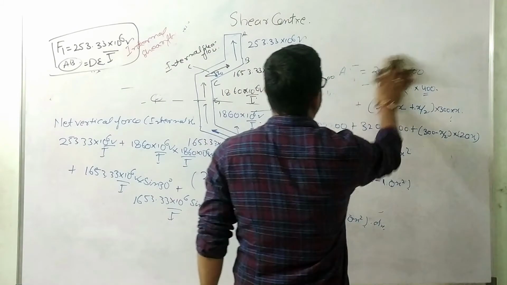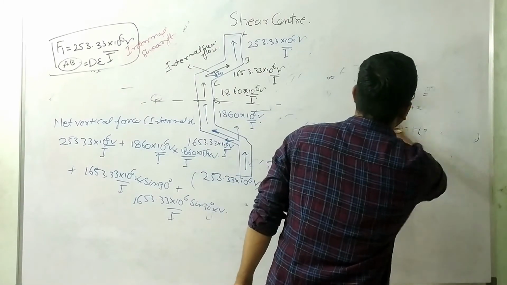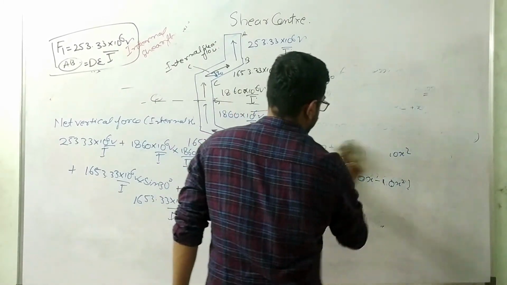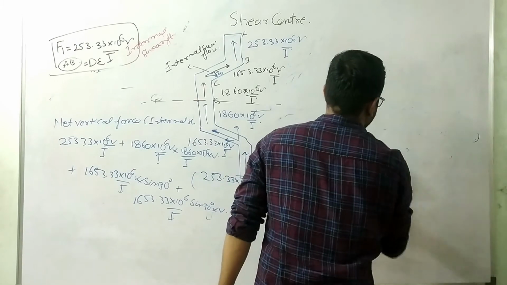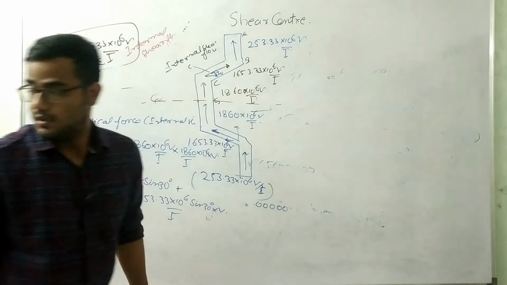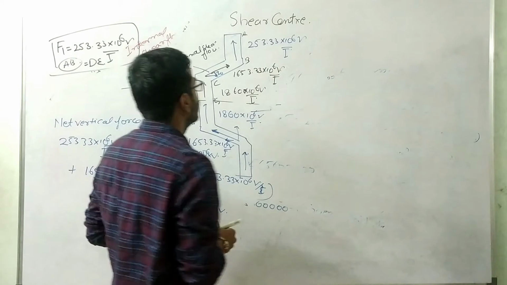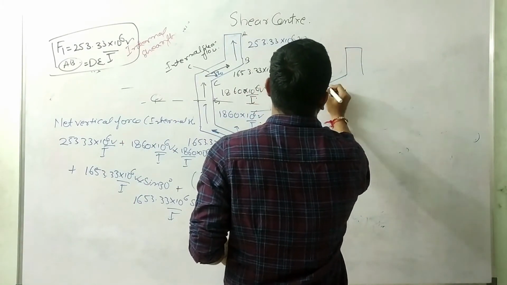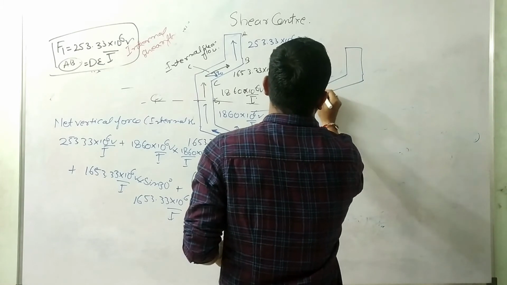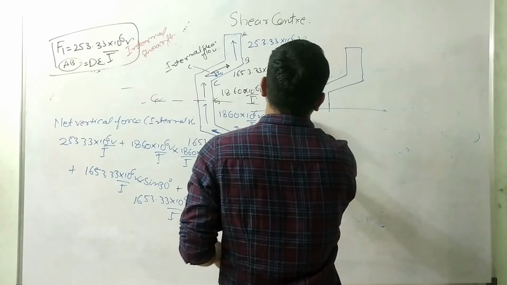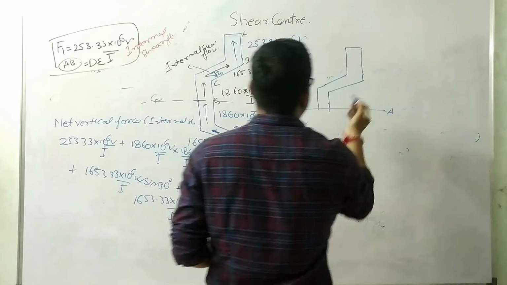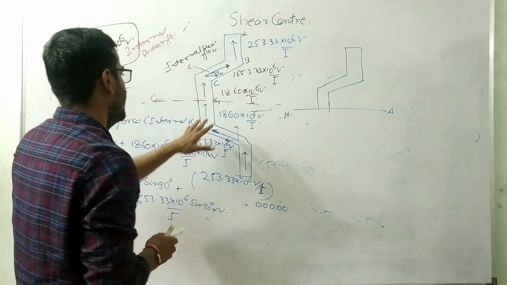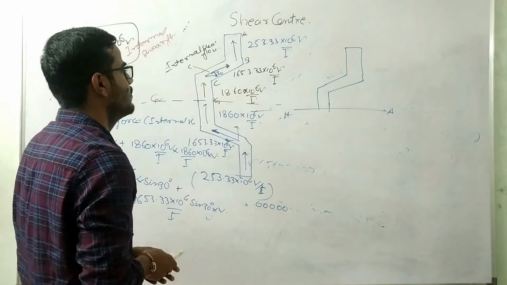So basically, I need to calculate where the resultant of the internal shear will act. I need to find the resultant. Because this area is symmetrical, I am taking the area above this neutral axis only. I am not taking the forces below this neutral axis because it is symmetrical.